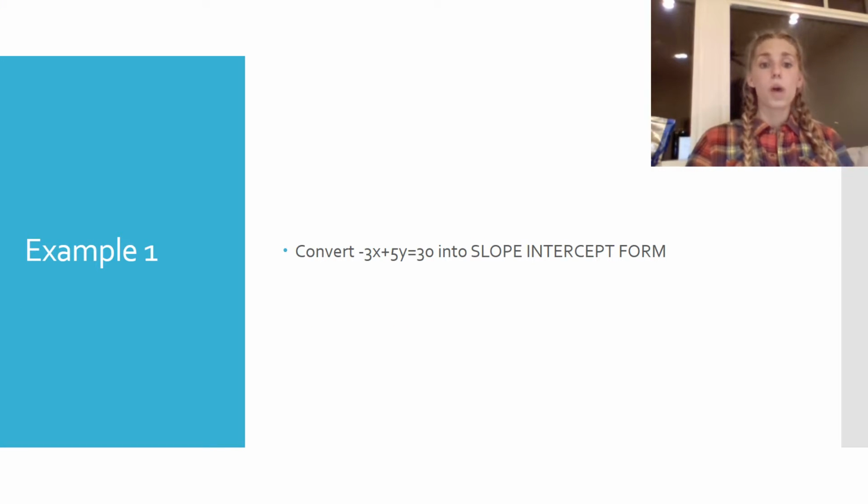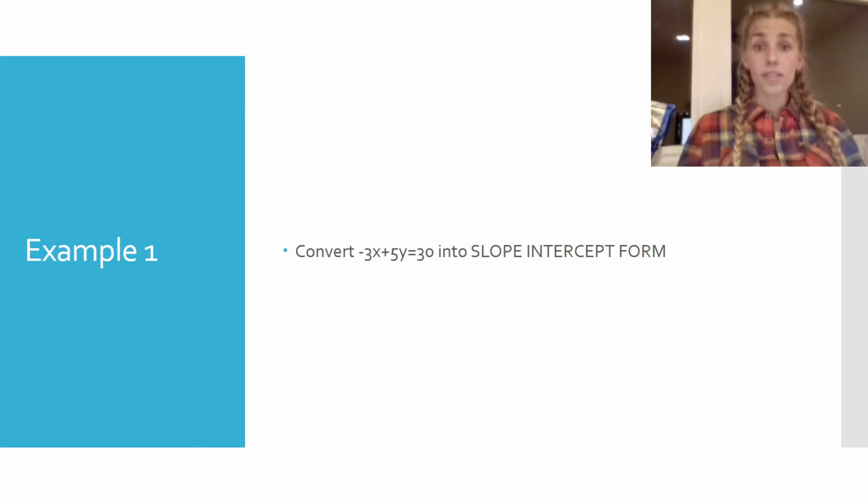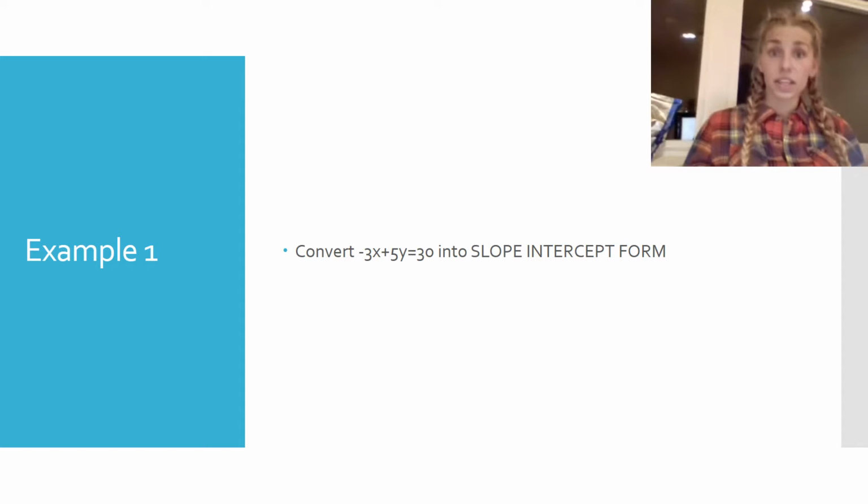So example 1. I am going to show you how to convert the equation negative 3x plus 5y equals 30 into slope-intercept form. So for this, I'd like you to take detailed notes, okay? I'm going to give you some steps, and I want you to take detailed notes so that when you have a practice problem, you can easily do it on your own.